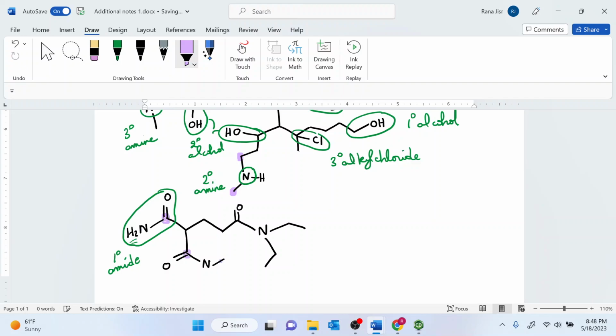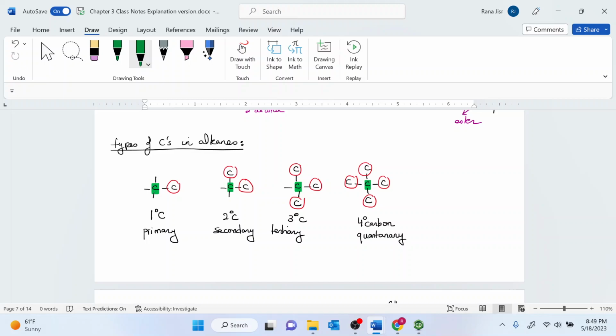Here the nitrogen is connected to two carbons, so you circle the nitrogen together with the carbonyl is a must, and this is going to be a secondary amide. And here the nitrogen is connected to three carbons, so again you circle the nitrogen with the carbonyl, and this is a tertiary amide.